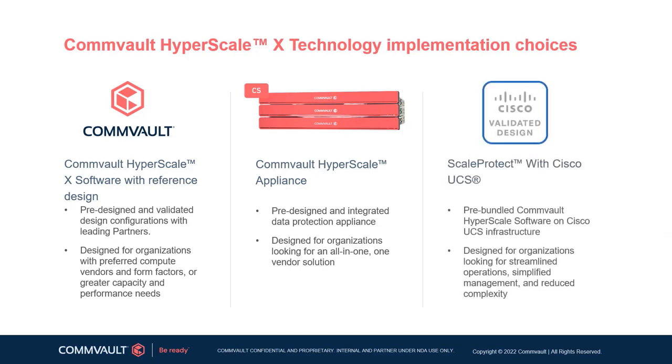3. Scale Protect with Cisco UCS combines Commvault data protection and hyperscale software with Cisco's leading UCS infrastructure. It is the only solution available for enterprise-class data management services that takes full advantage of industry-standard scale-out infrastructure together with Cisco UCS. Full details of all Commvault Hyperscale X's pre-tested and validated reference architectures, Hyperscale X appliance portfolio, and Scale Protect with Cisco UCS are all available at commvault.com/hyperscale.